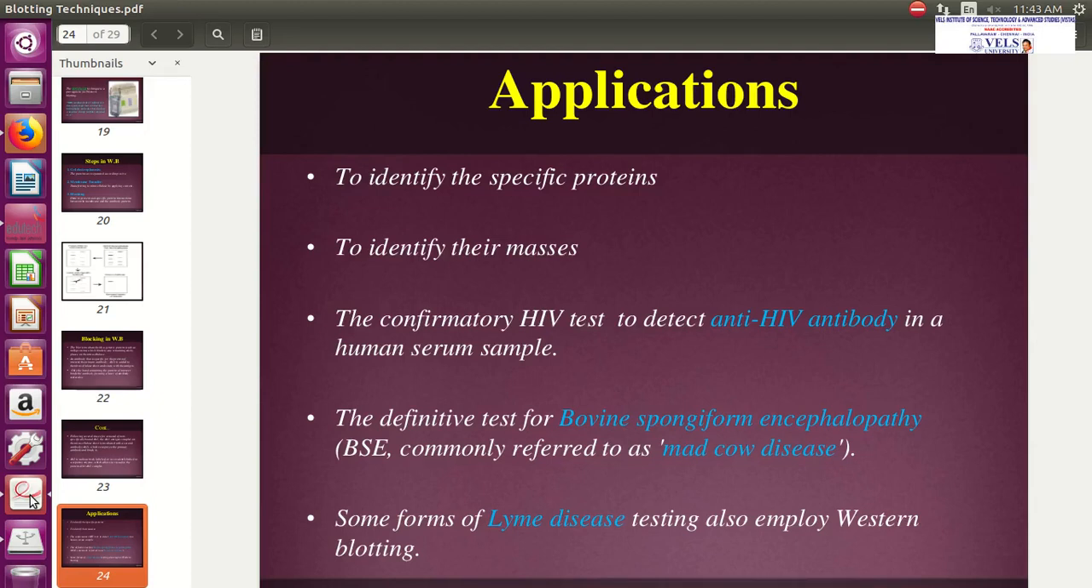Then, a definitive test for bovine spongiform encephalopathy, that is BSE, commonly referred to as mad cow disease. So it is used for analyzing mad cow disease. Next one, some forms of Lyme disease testing are also done by Western blotting.